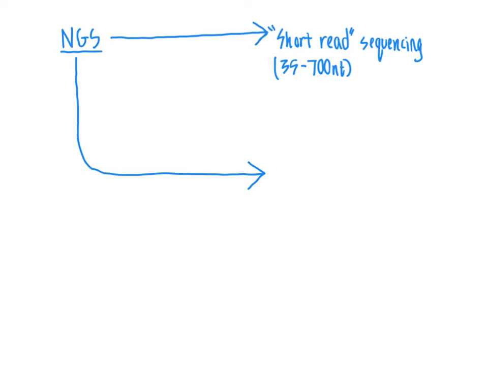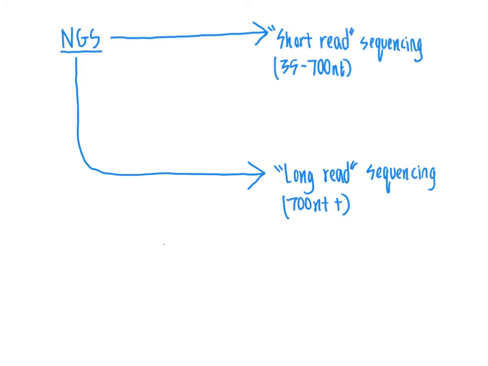Long-read sequencing will produce nucleotide fragments that are longer than 700 nucleotides, generally not the entire length of the genome of an organism, but instead fragments of the genome that are longer than 700 nucleotides that can then be assembled by linking the different fragments together to form the complete genome of an organism.